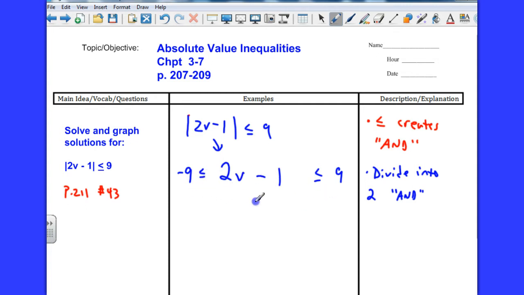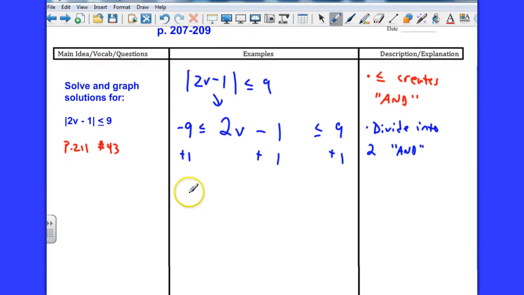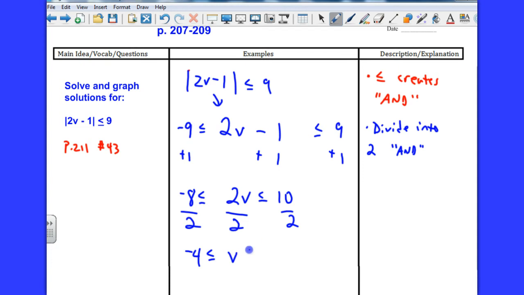So now I'm going to just solve this problem. I'm going to add 1. Remember how we did this in class? Add 1 to each side. We're just doing three parts at a time, just keep it balanced. Negative 9 plus 1 is negative 8, that's less than or equal to 2v now, and that's less than or equal to 9 plus 1, which is 10. So you have this, and solve that for v. That's dividing by 2. Negative 8 divided by 2 is negative 4, less than or equal to v, less than or equal to 5.